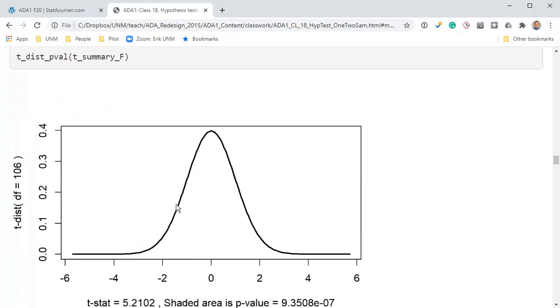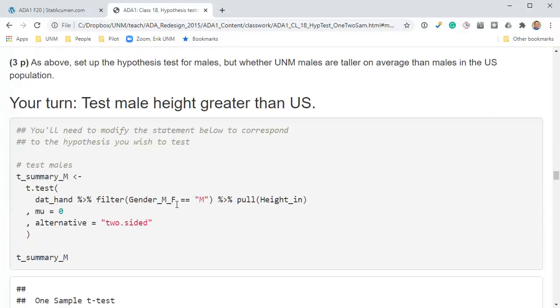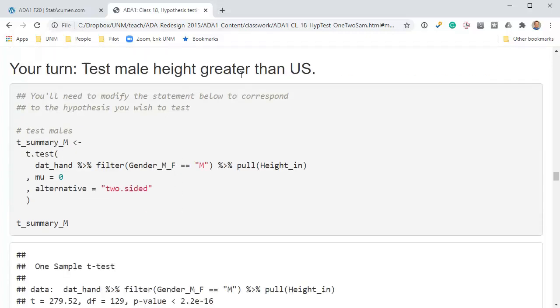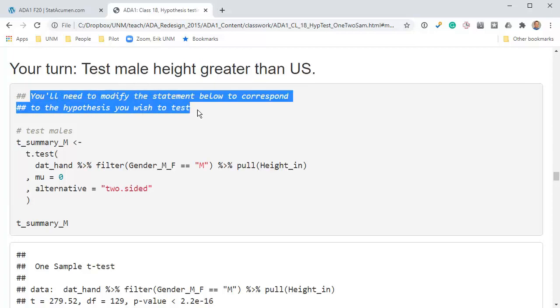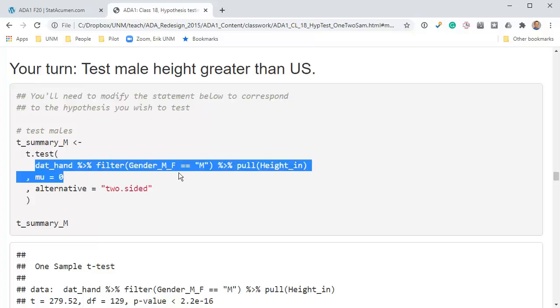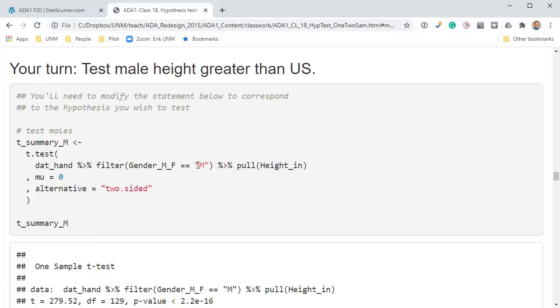Okay, so with that example, now it's your turn to test the male height, and in this case I've specified greater, and so you'll need to modify the statements to correspond to the hypothesis that you wish to test. So there's two things in here to change. I've got my data set up for you. I've chosen males. The mu is something that you'll need to specify, and the alternative.